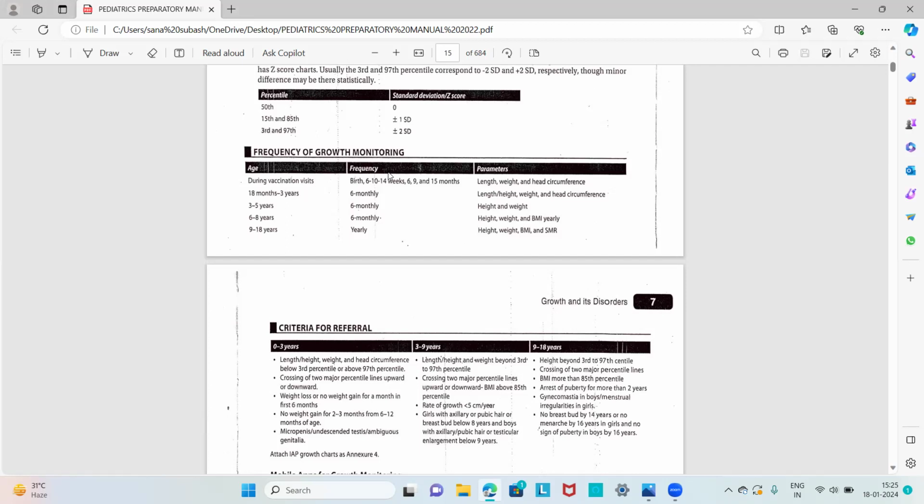And likewise, if we plot a graph of weight for height, if it is below -2 standard deviation or less than the third centile, it is called wasting. And if it is less than -3 standard deviation, it is called severe wasting. Okay, so likewise, we can interpret the data using the growth chart.